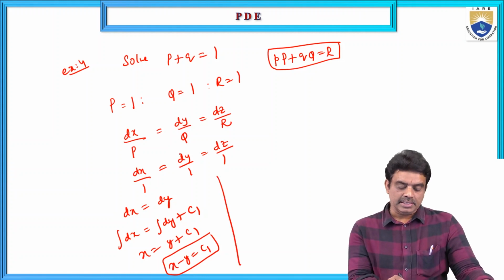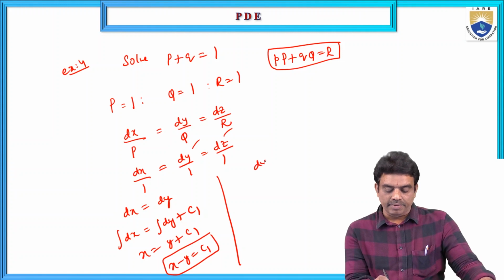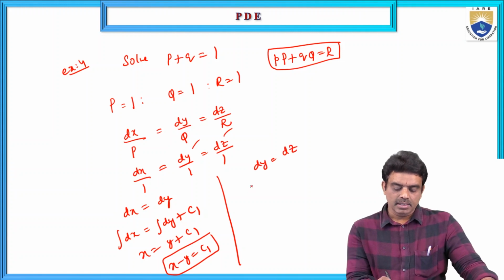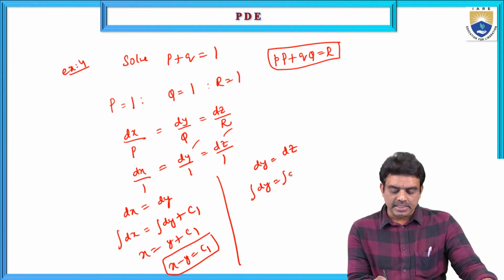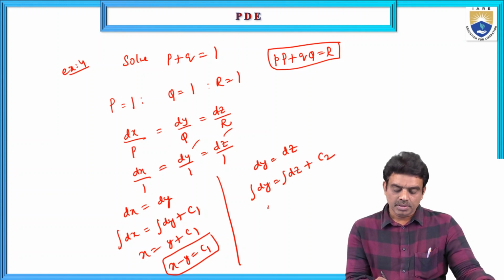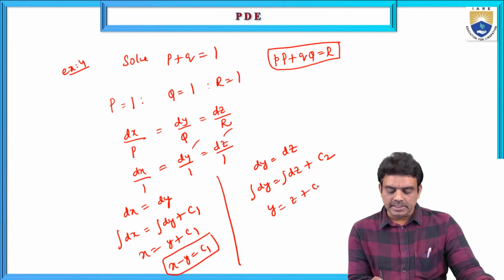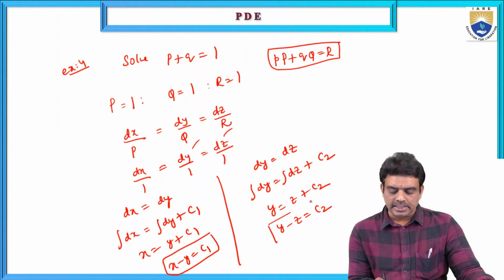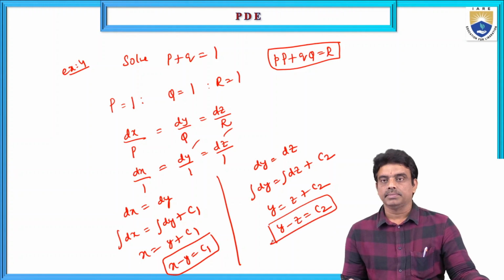Similarly, on equating the second and third relations, dy is equal to dz, or integral dy is equal to integral dz plus c2, or y is equal to z plus c2, or y minus z is equal to c2. That is the second relation.